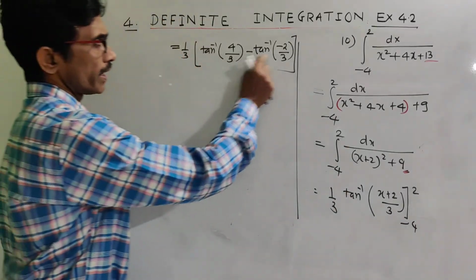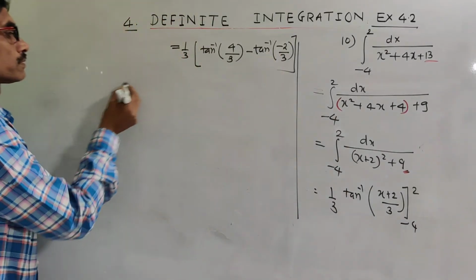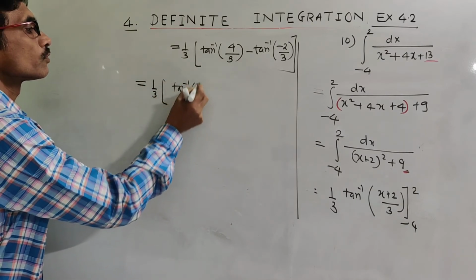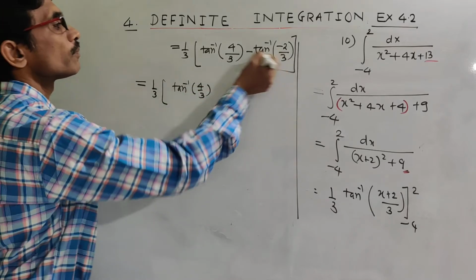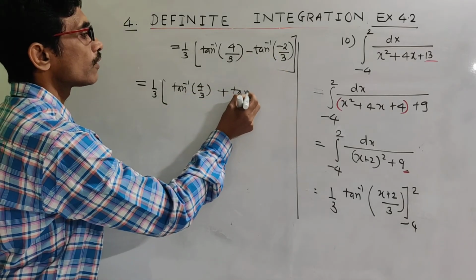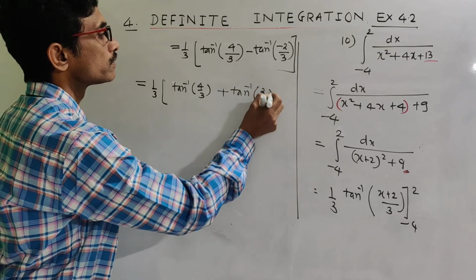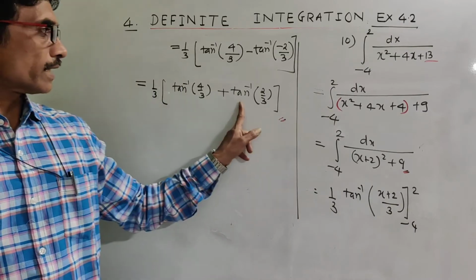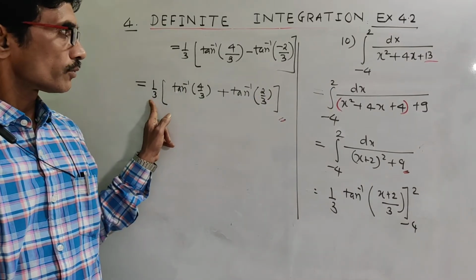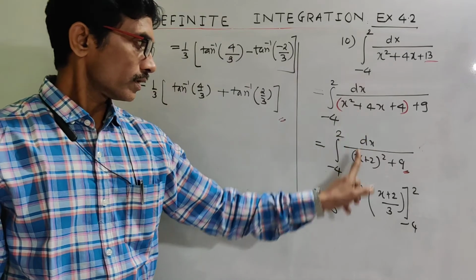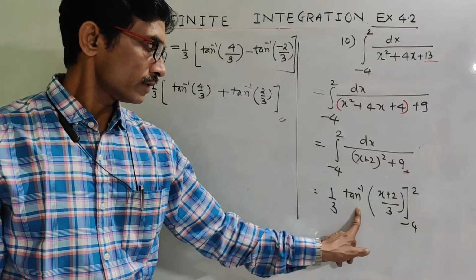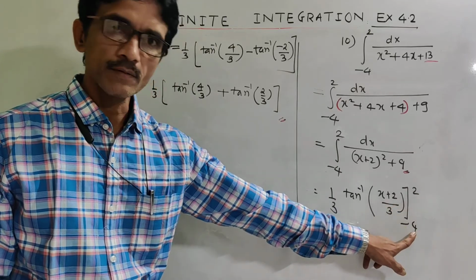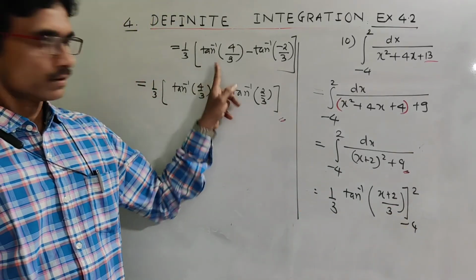But tan inverse of minus x is minus tan inverse of x. So this is 1 upon 3 tan inverse of 4 by 3, minus of minus, it will be plus tan inverse of 2 by 3. So this is tan inverse of 4 by 3 plus tan inverse of 2 by 3, and this 1 upon 3. So dx upon x square plus a square is 1 by a tan inverse of x upon a, with upper limit 2 and lower limit minus 4. Substitute here, we will get this answer.